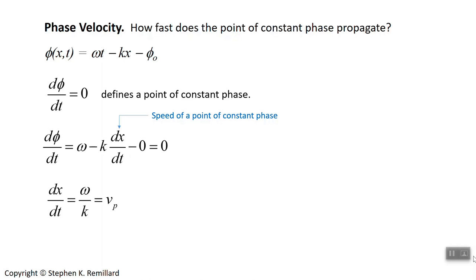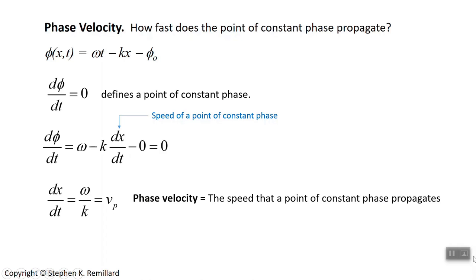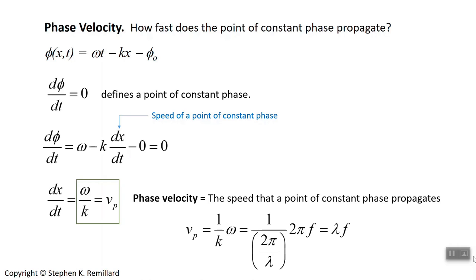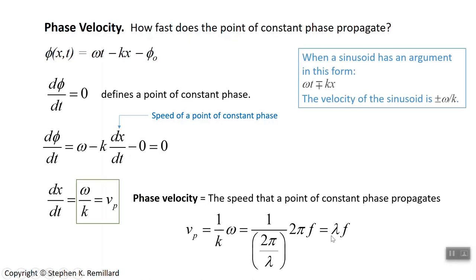Dx by dt then is omega over k. It's the phase velocity. So phase velocity is omega divided by k. That's the conclusion here. The speed of a point of constant phase is omega divided by k. If I take out the 2 pi's, I'll get something that's a little more familiar to me. Changing omega to 2 pi f, k to 2 pi over lambda, I find that the phase velocity is lambda f, that familiar expression. The meters per second is meters per second.